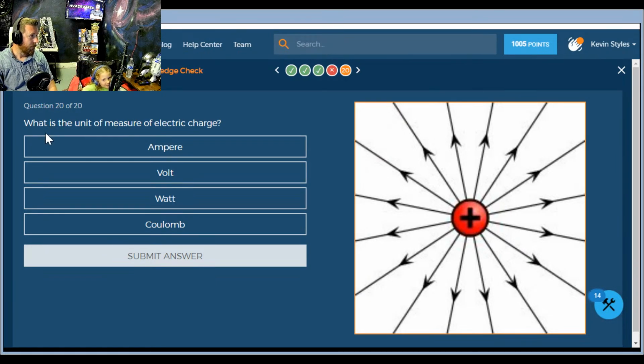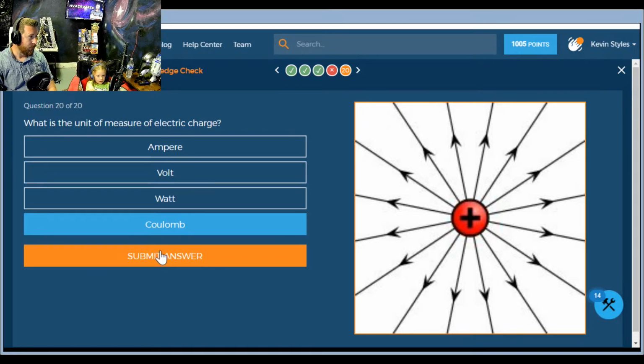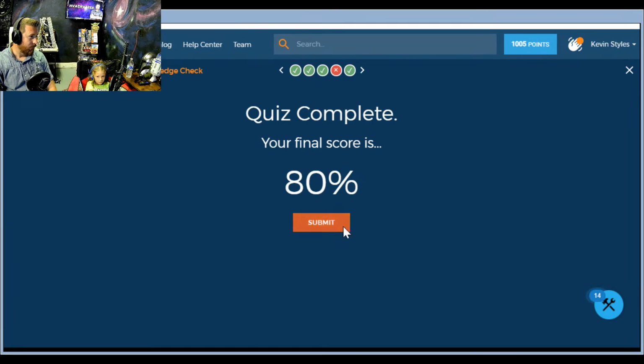What is the unit of measure of electric charge? Electric charge. What is the unit of measure? Is it volt or is it coulomb? Volt. We still passed.